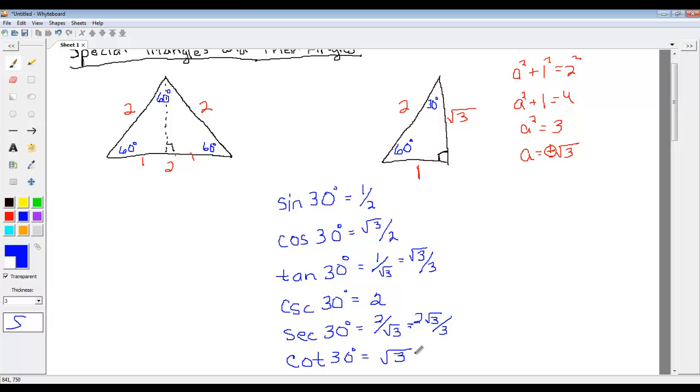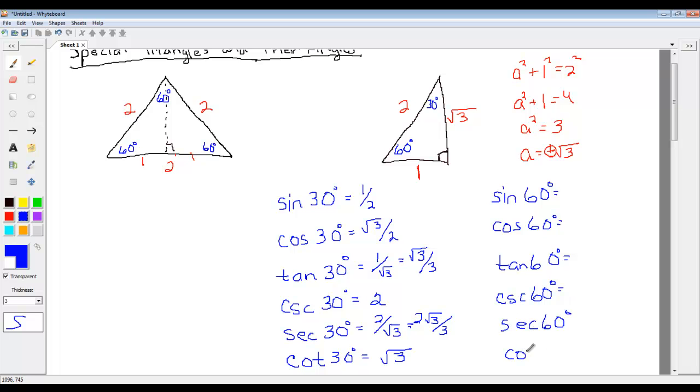Okay, so we have those values there. Now let's do the 60 degrees. We're going to be doing sine of 60, cosine of 60, tangent of 60, cosecant of 60, secant of 60, and cotangent of 60. Now really you don't have to do a whole lot of work because you're dealing with cofunctions again. We just learned about cofunction identities.